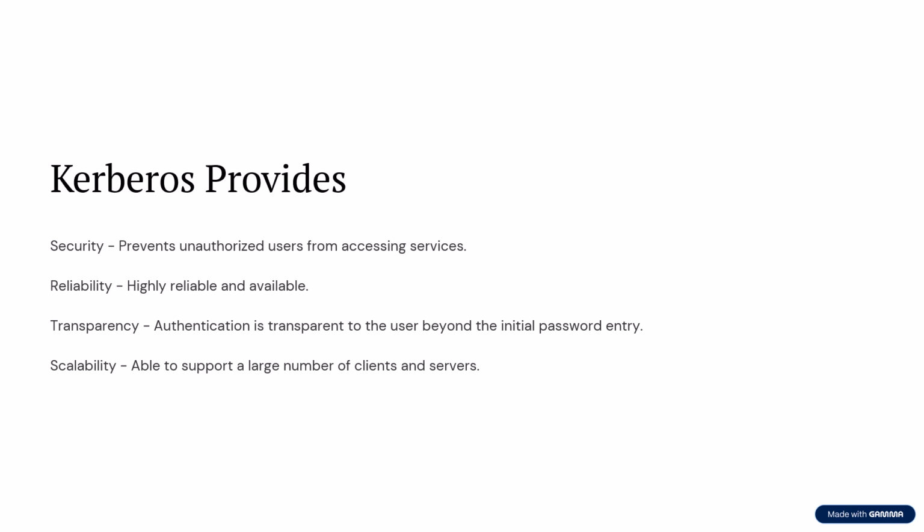Third one is the transparency. Once you log in and get your tickets, Kerberos works quietly in the background. Users do not have to repeatedly enter passwords for different services. It feels easy. Fourth one is the scalability. Kerberos can handle many users and services in a large network because it issues tickets that work for different services without needing multiple logins. This makes it suitable for small and very large organizations.